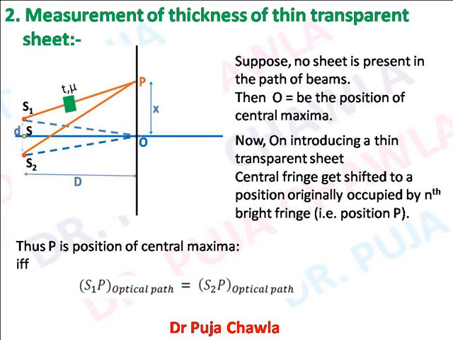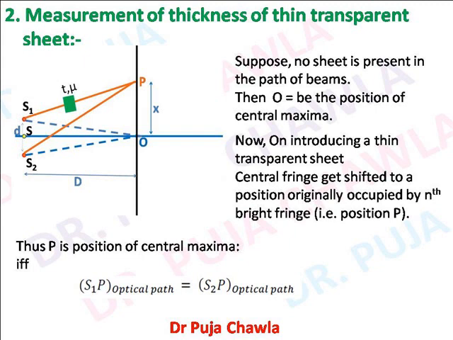Next is the measurement of thickness of a thin transparent sheet. Suppose you are doing the Fresnel Biprism experiment and a thin film of given refractive index is given to you. Now your aim is to find out the thickness of this thin transparent sheet. How would you perform this?